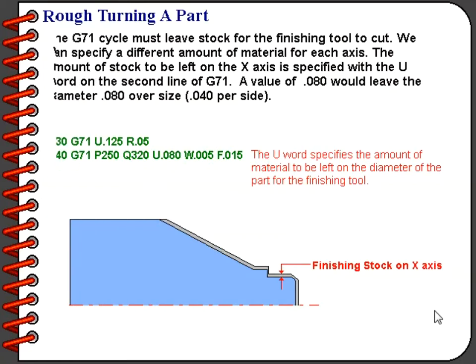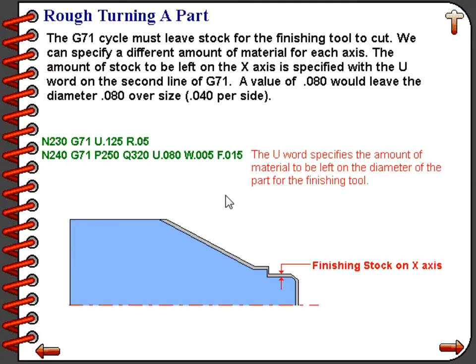The G71 cycle must leave stock for the finishing tool to cut. We can specify a different amount of material for each axis. The amount of stock to be left on the x-axis is specified with the U word on the second line of G71. A value of 80 thousandths would leave the diameter of the part 80 thousandths oversize, or in other words, it would be 40 thousandths per side, which is perfect for a finishing cut amount.